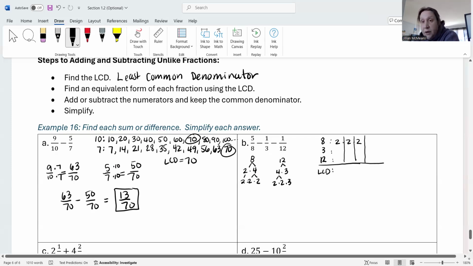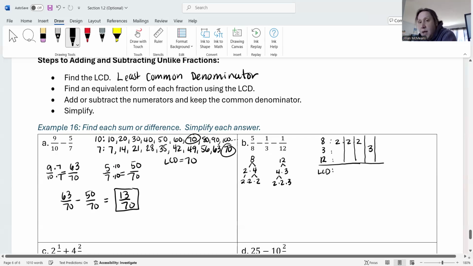Now I need to fill in the factorization for 3. Since 3 is prime, it just is 3. Well, I can't put 3 in any of the 2's columns. I can't put it in the first, second, or third column because the only type of number that can go there is a 2, so I need to add a new column for the 3.